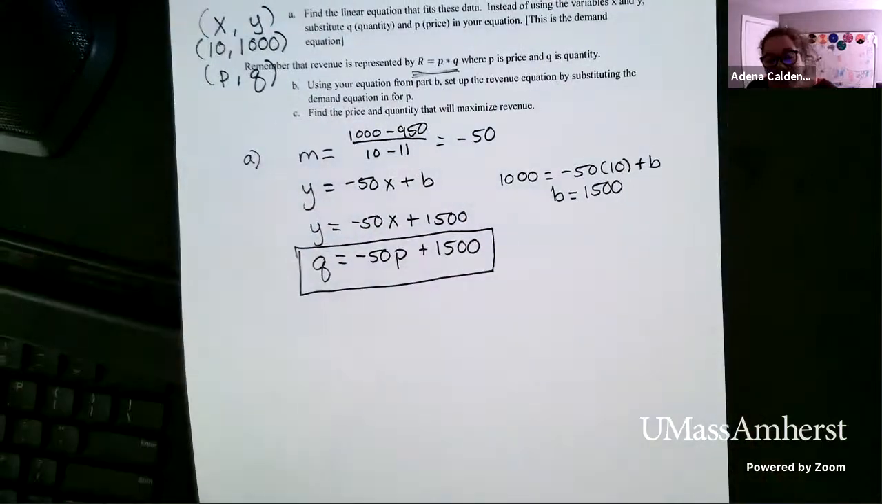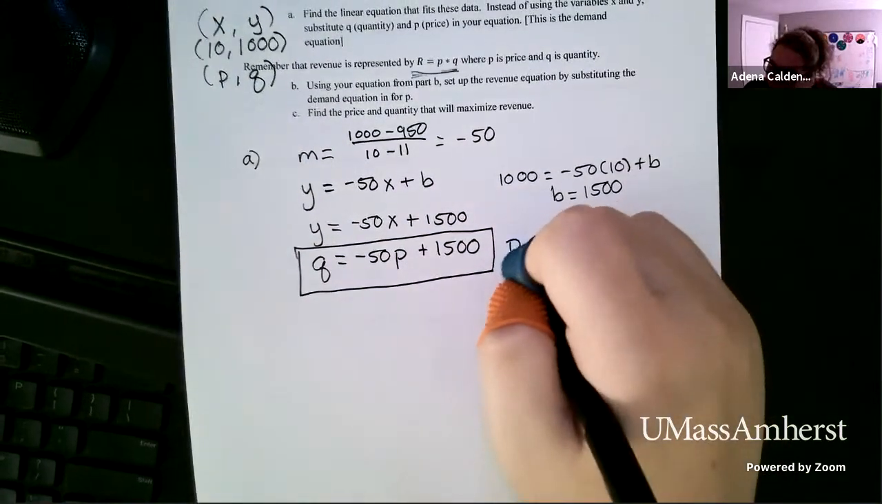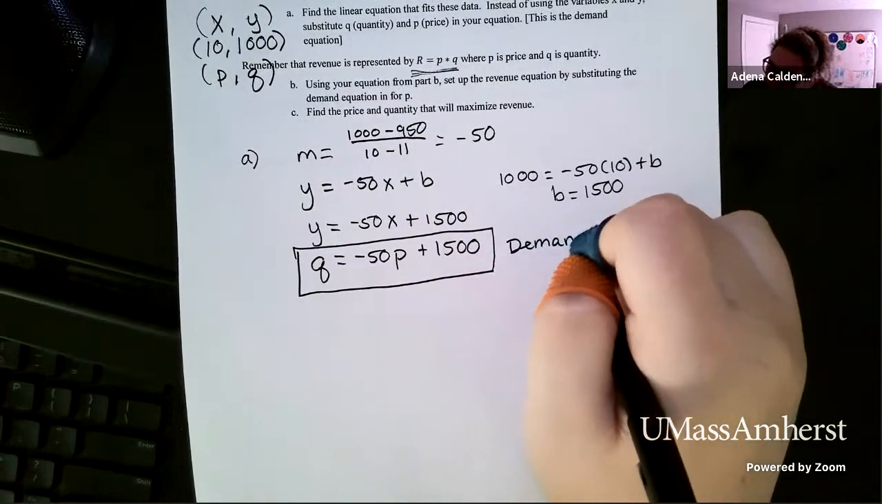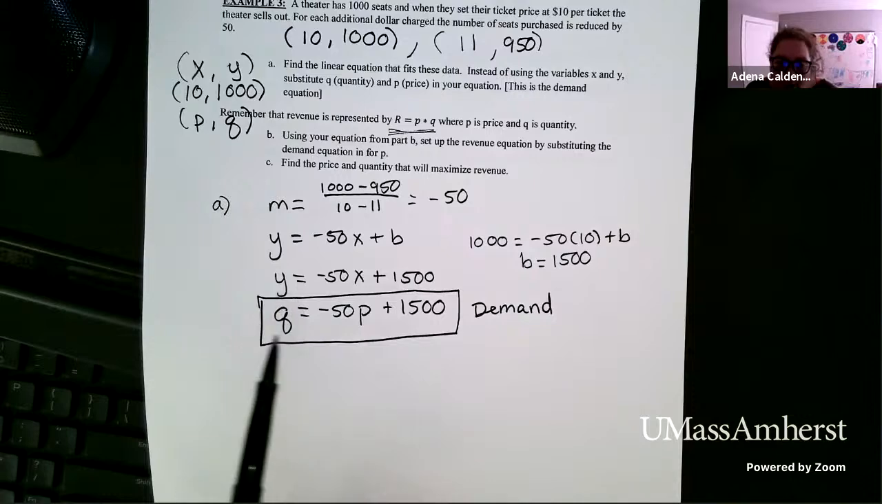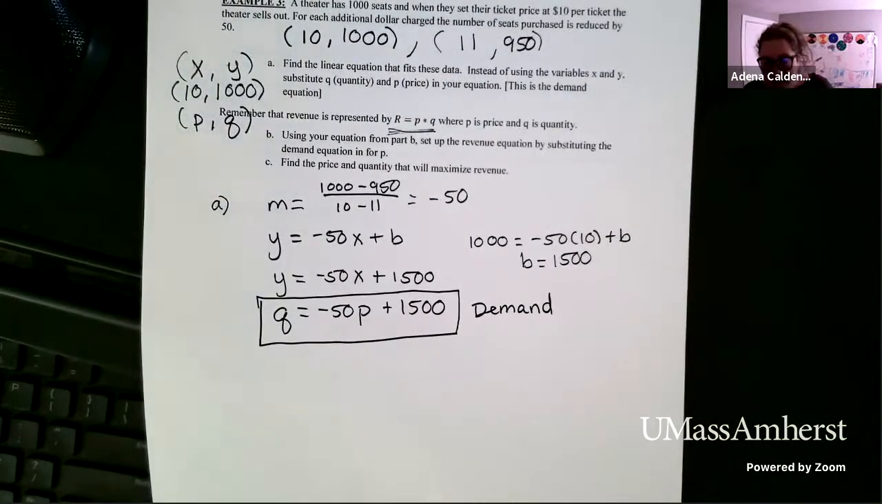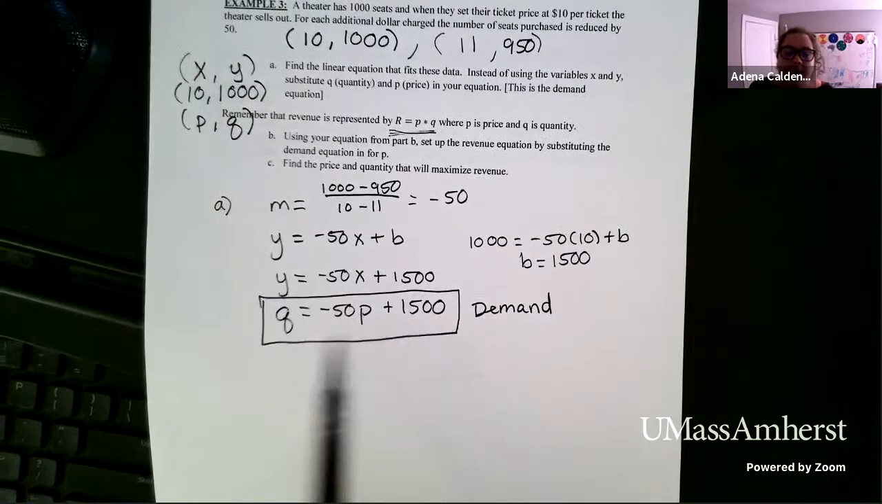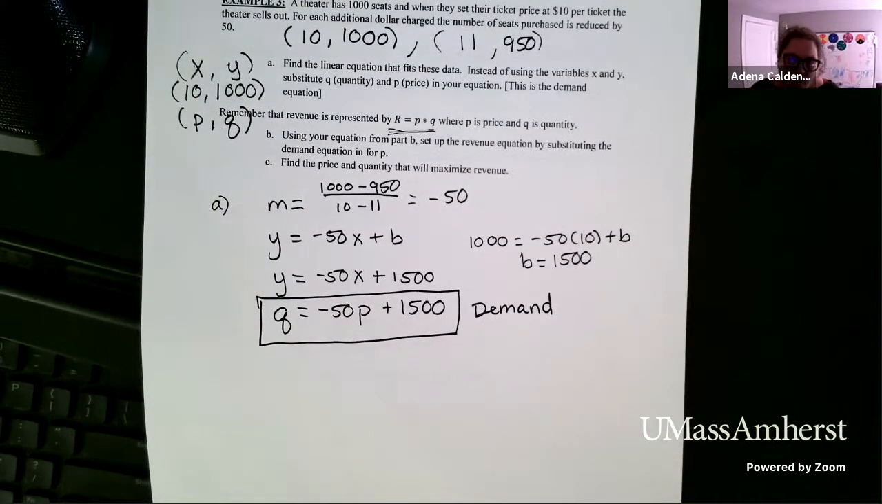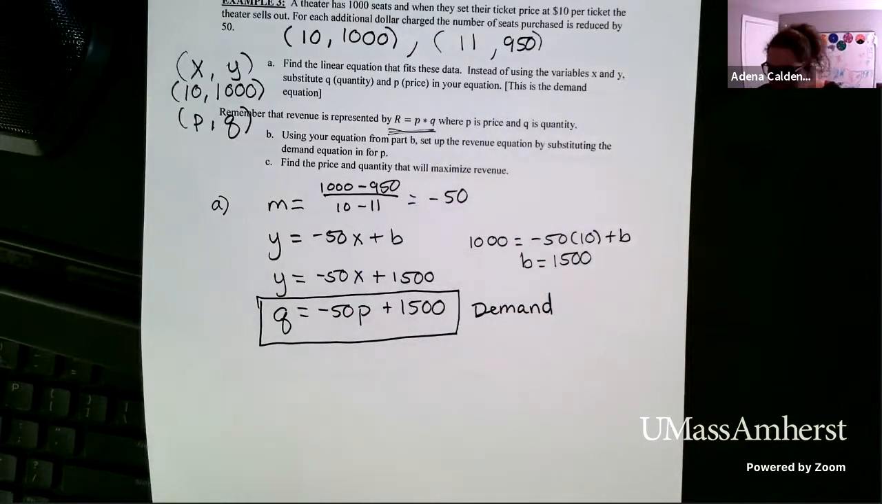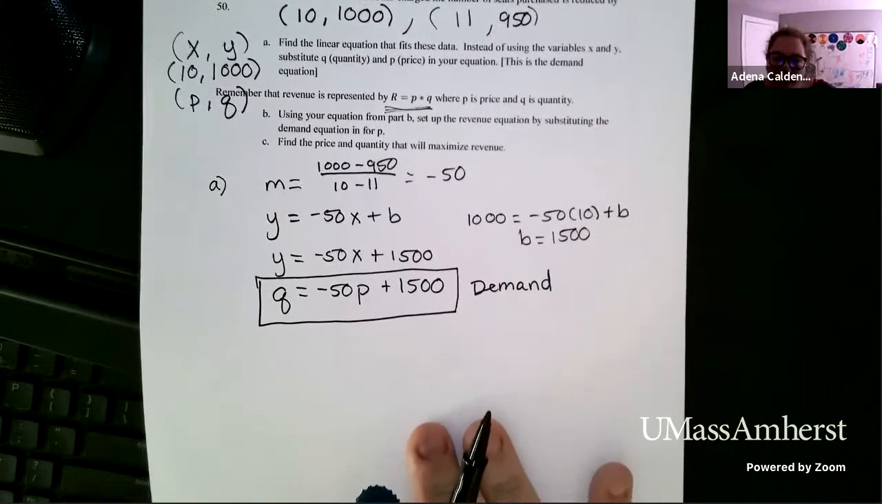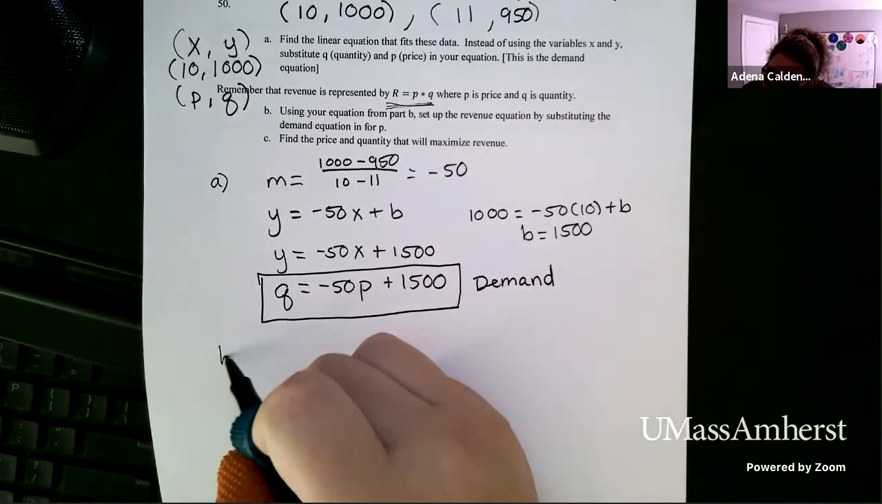And as I mentioned, this type of equation is called a demand equation. Okay, it's called the demand equation because you're going to figure out what quantity will be demanded for a certain price, right? If we set the price at $10, then 1,000 will be demanded. If we set it at 11, 950 will be demanded. So this is called the demand equation. So that's part A, okay?